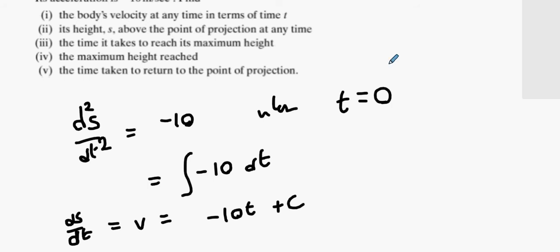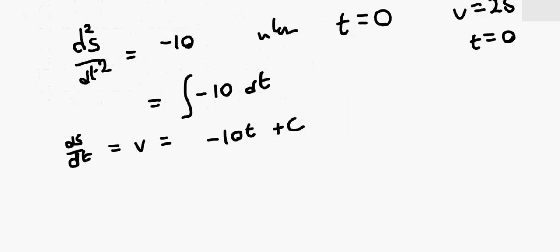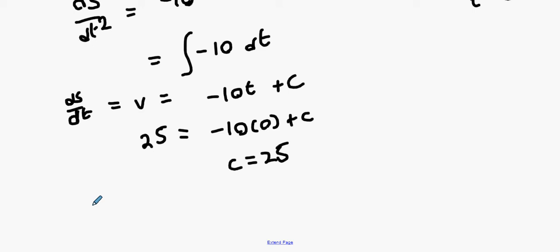What do we know? We know that the velocity is 25 when the t value is 0. Where does it say that? We all good? So then what? 25 equals minus 10 times 0 plus c, which implies that c equals 25, which implies that the velocity, which is equal to ds/dt, must equal minus 10t plus 25.